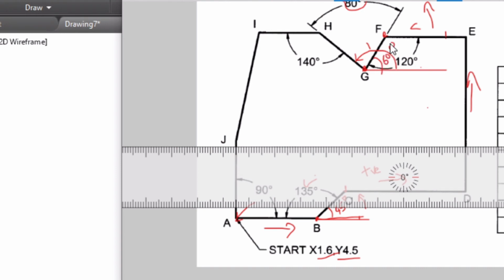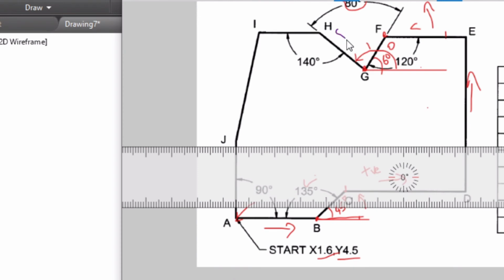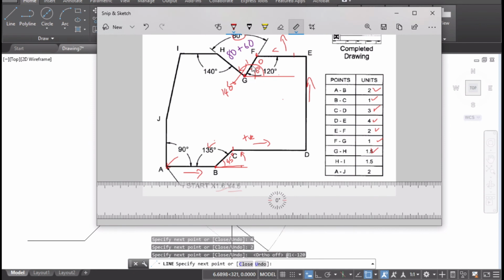Now, if you go for the total angle, that total angle will be 80 degrees, which is already given, plus this 60. So the total angle will be 80 plus 60, which is 140. So what we found for this particular angle is 140 degrees. From point G, you're going to make the line GH, which is 1.5 inches, at an angle of 140 degrees.